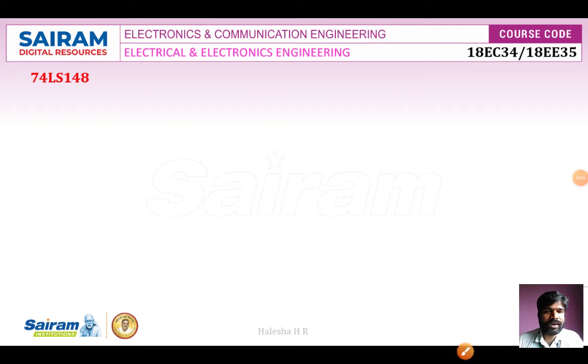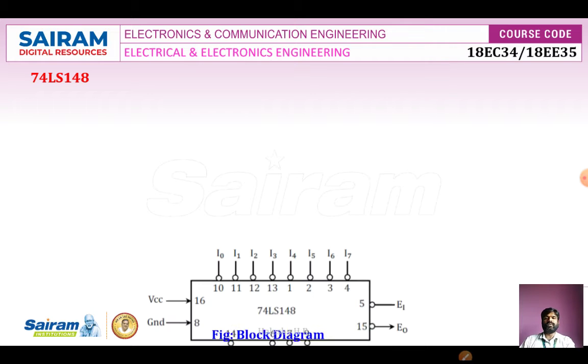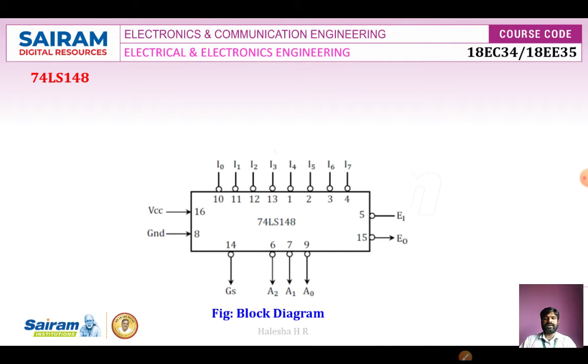So, good morning. In continuation with the previous video, there we discussed encoders and priority encoder, and the difference between encoder and priority encoder. In this video, I am going to explain an industrial IC, that is 74LS148. Okay, and here is the block diagram. From the block diagram, we can say there are 8 inputs, I0 to I7, and 3 outputs, A2, A1, A0.